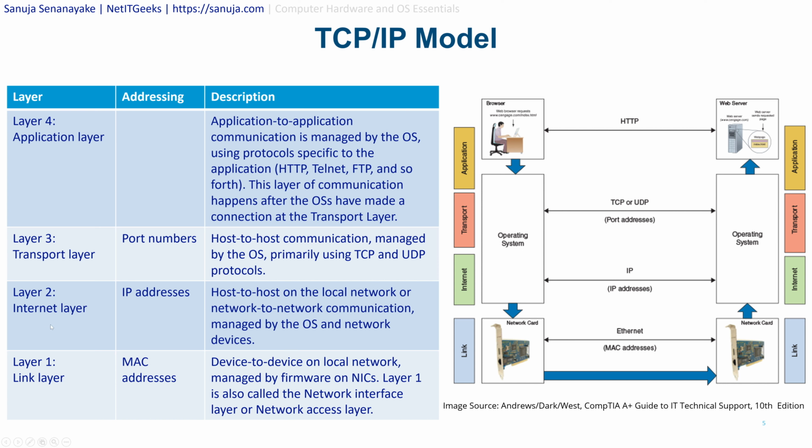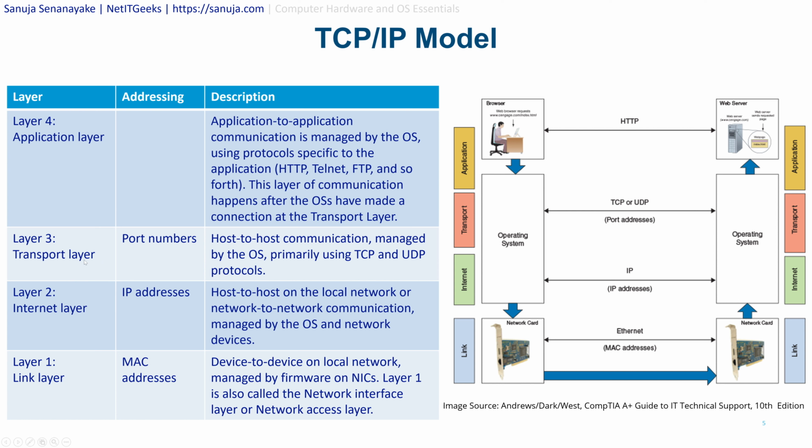Layer 2 is the internet layer, which uses IP addresses as opposed to MAC addresses. That allows host to host communication on a local network or network to network communication, managed by the operating system and networking devices. So with MAC addresses in layer 1, we can only communicate within the local network. But with IP addresses, you can do host to host communication either within the local network, or network to network, in other words, external communication. You can have a home network communicating with a corporate network, for example, using the IP address. So an IP address can be used globally.